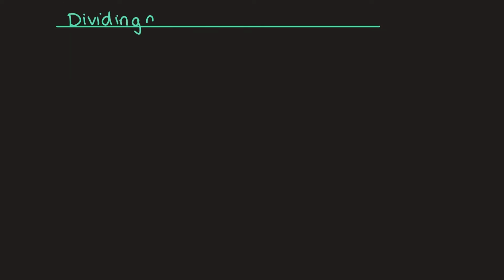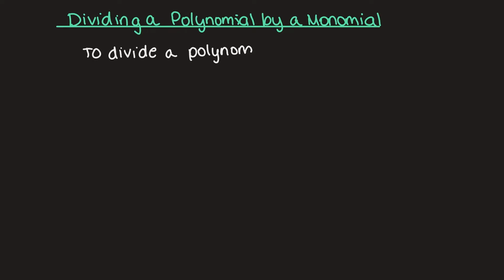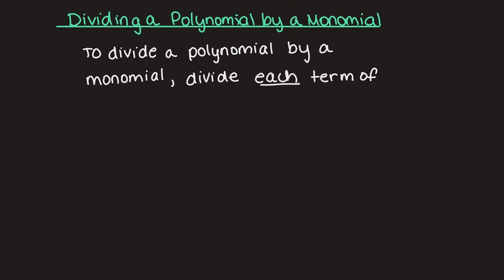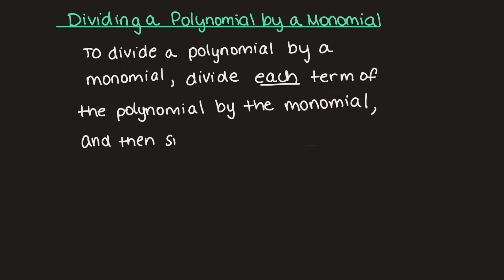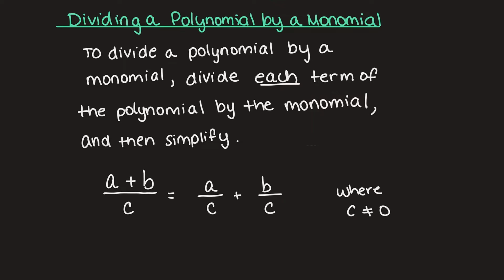Therefore, we can generalize this and say that the procedure to divide a polynomial by a monomial is to divide each term of the polynomial by the monomial and simplify. So (a plus b) over c is equal to a over c plus b over c, with c not equal to 0. Let's go over this with an example.